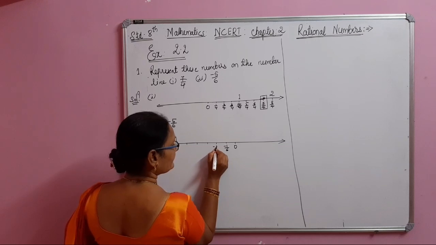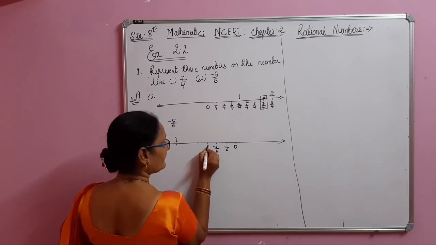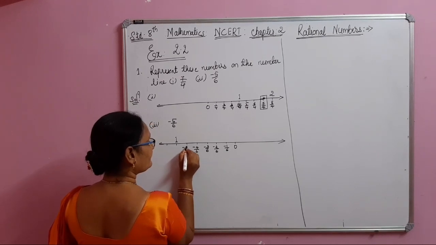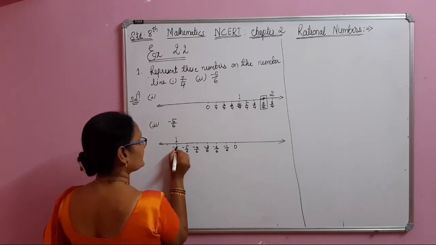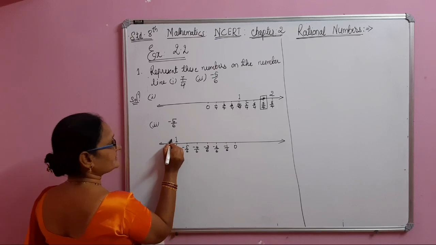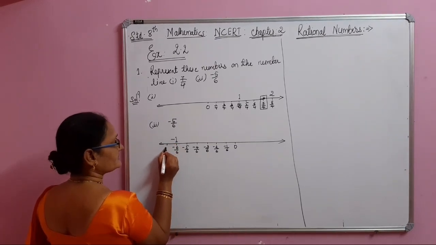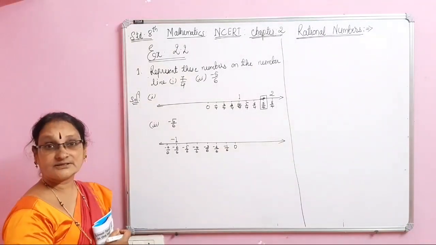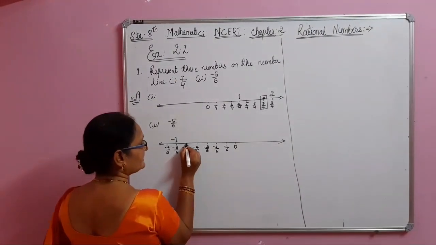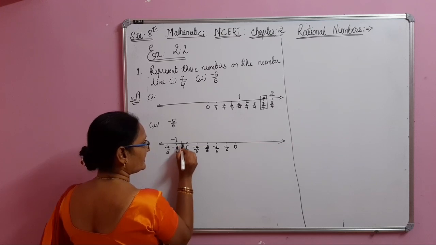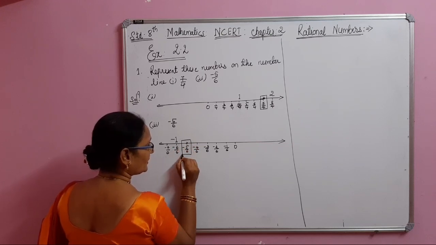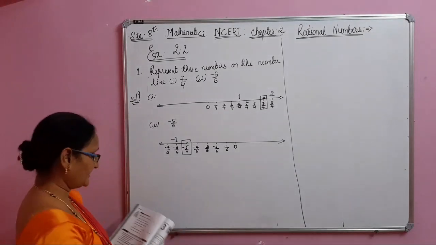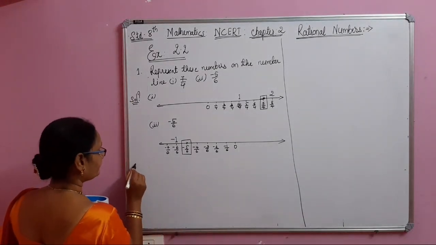Minus 1 by 6, minus 2 by 6, minus 3 by 6, minus 4 by 6, minus 5 by 6. Minus 6 by 6 means this is minus 1, and this is minus 7 by 6. But what we want is minus 5 by 6. Where is minus 5 by 6? This is minus 5 by 6, the required rational number. Then the second one we will do now.